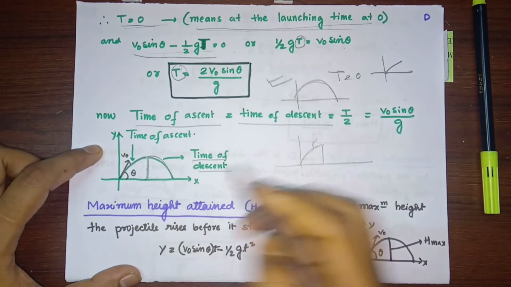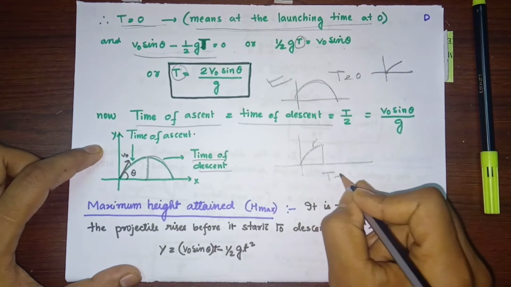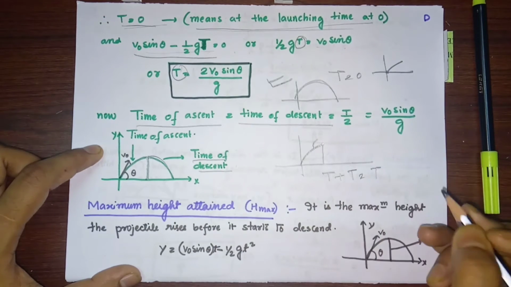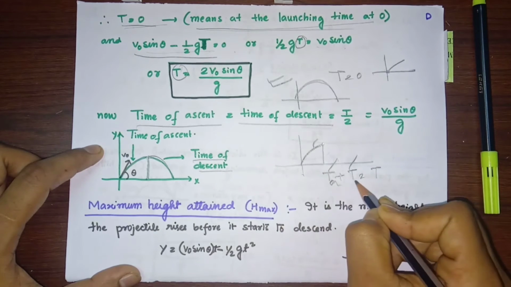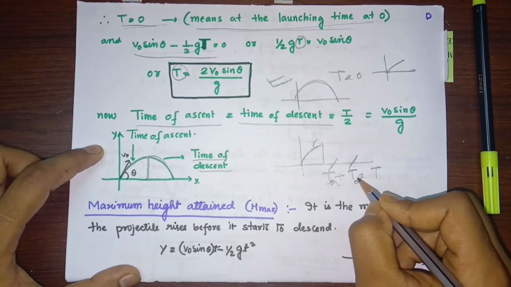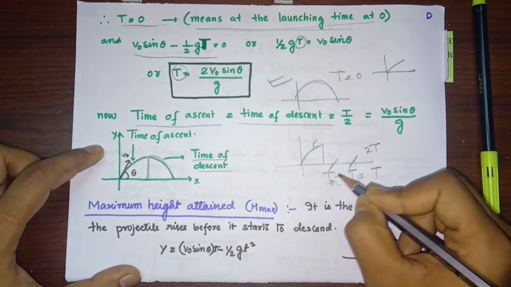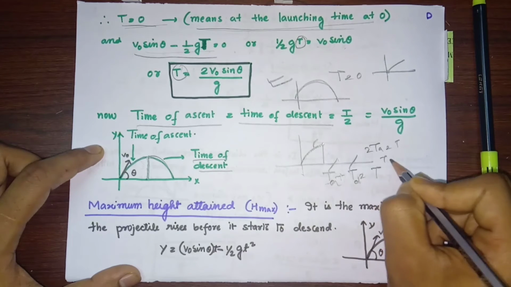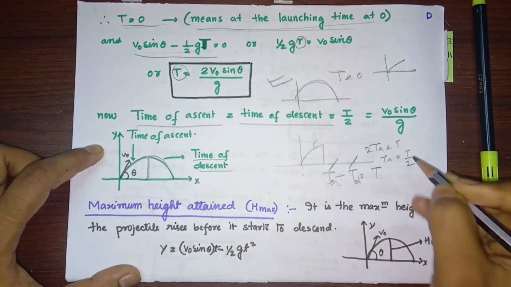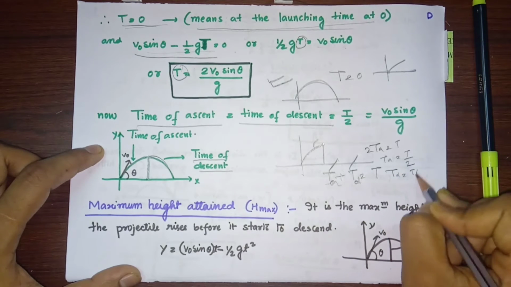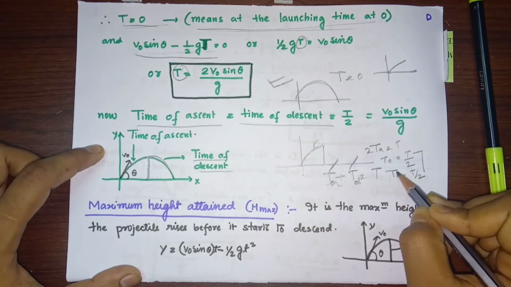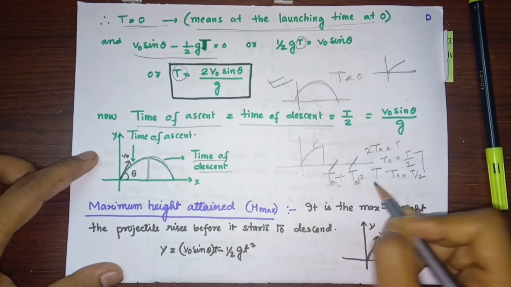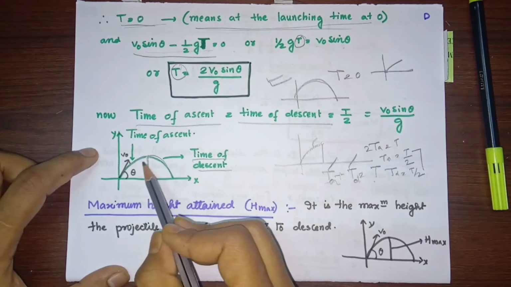Okay, now if I write time of ascent as TA and time of descent as TD, then time of ascent plus time of descent equal to T, and they both are equal, so we can write twice TA equal to T, or TA equal to T by 2. Time of descent is also equal, it will be T by 2. So if we add them, T by 2 plus T by 2, it will give us T. So time of ascent equals time of descent.